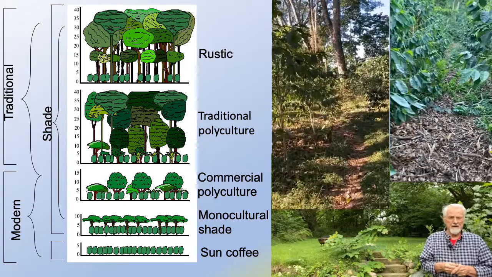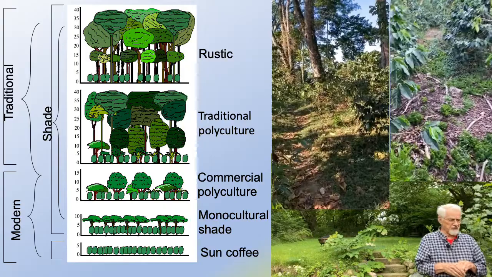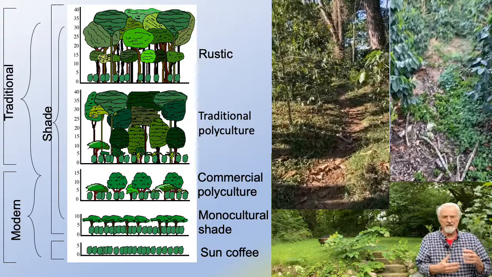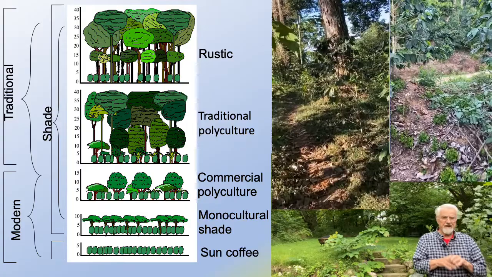The videos on the right more or less correspond to, I would guess, something between a traditional polyculture and a commercial polyculture for the video on the left, and for the video on the right, somewhere between monocultural shade and sun coffee, aiming more towards the sun coffee side of it.